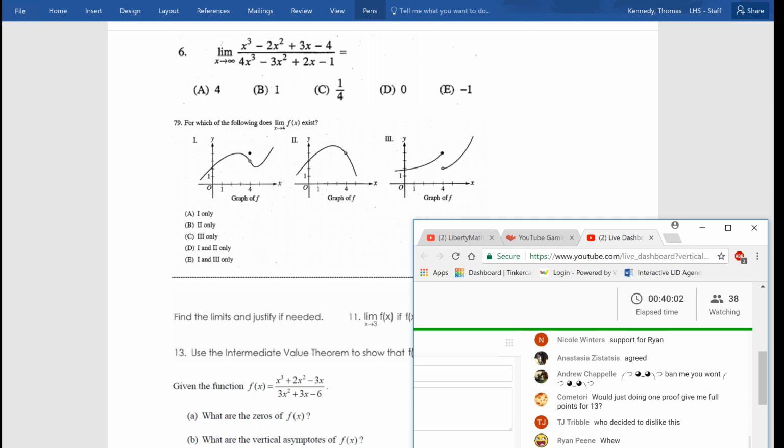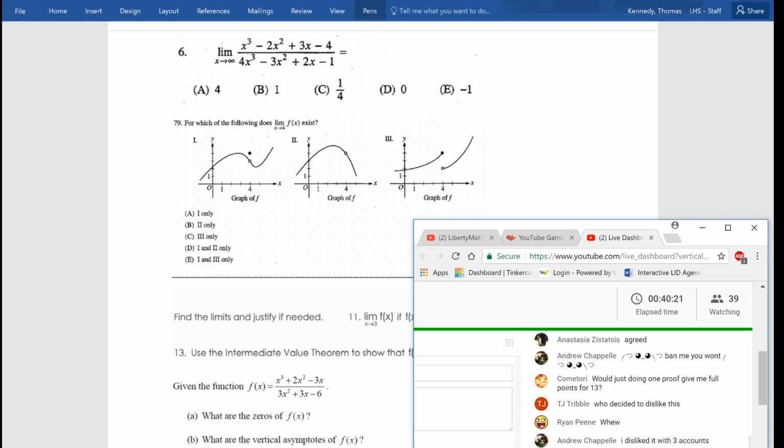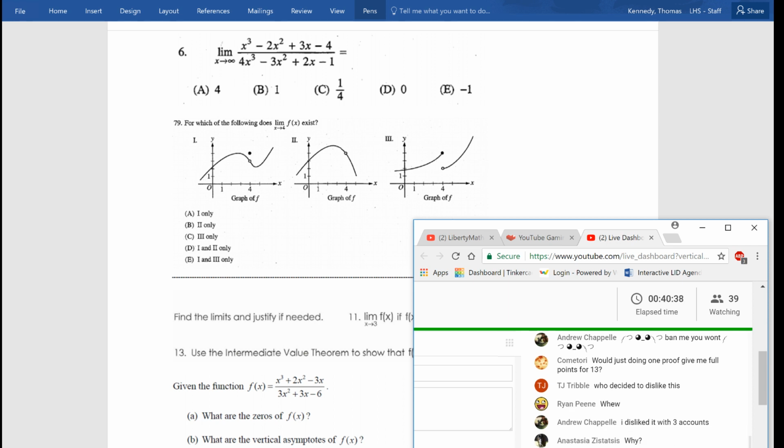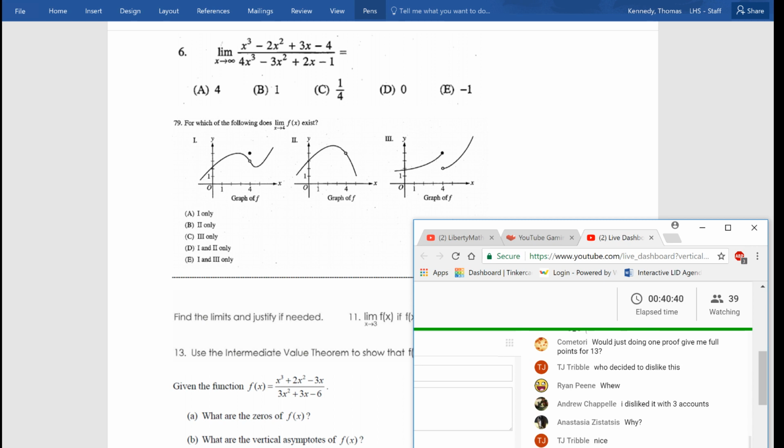Would just doing one proof give me full points for 13? Yes, it would. Every time I've seen an intermediate value theorem problem on the AP tests, if you just mention the intermediate value theorem and talk about how the function's continuous, it's really hard to lose points. So if you just say, hey, on either side, it's smaller on one side, bigger on the other side, it's continuous, it's got to go through them, you're good to go.